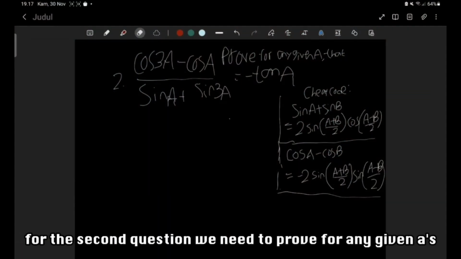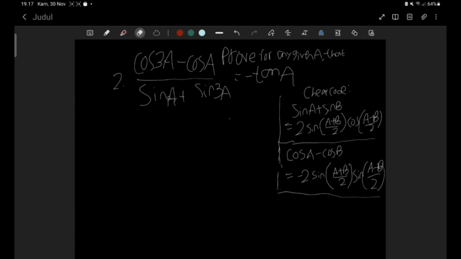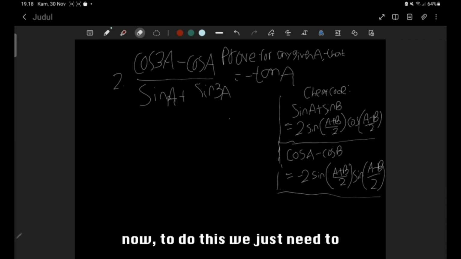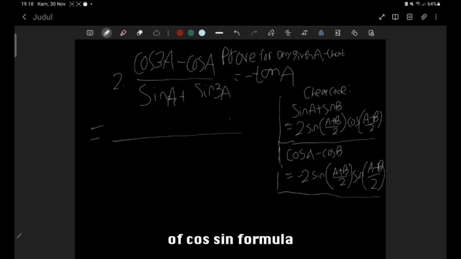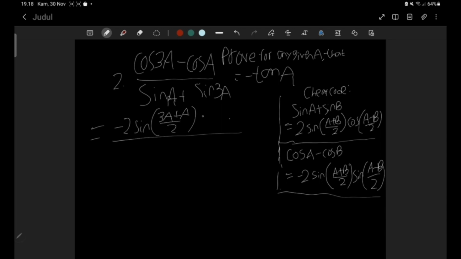Now for the second question. For the second question, we need to prove for any given a that cos 3a minus cos a divided by sin a plus sin 3a will be equal to minus tangent a. Now to do this, we just need to use the subtraction of cosine formula for the numerator, where we'll get minus 2 sine (3a plus a) divided by 2, sine (3a minus a) divided by 2.